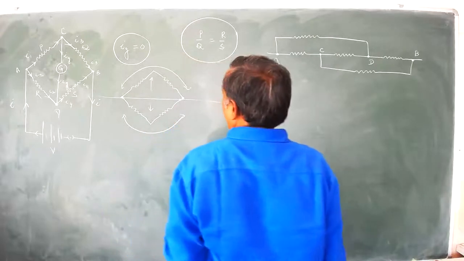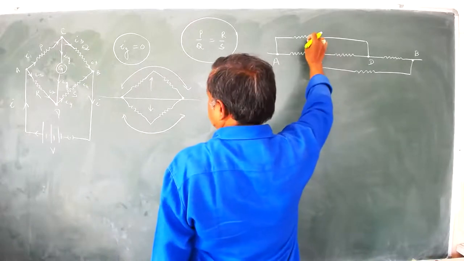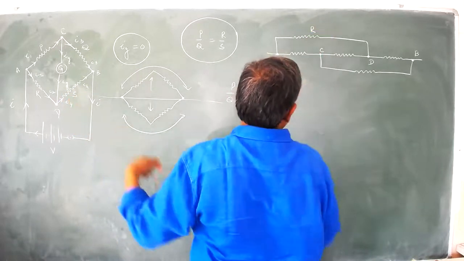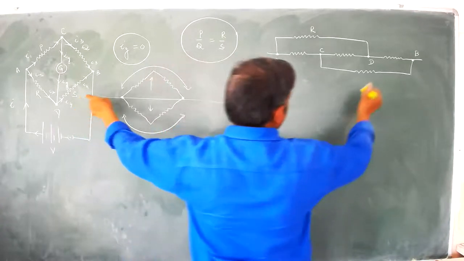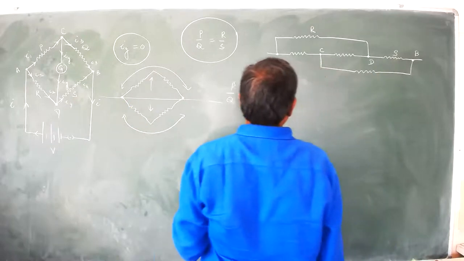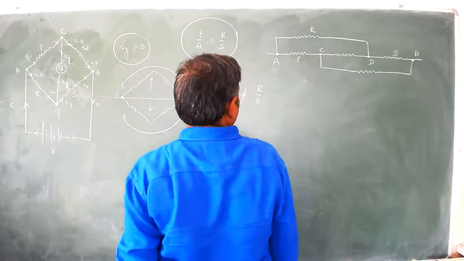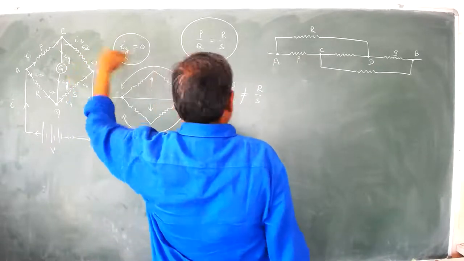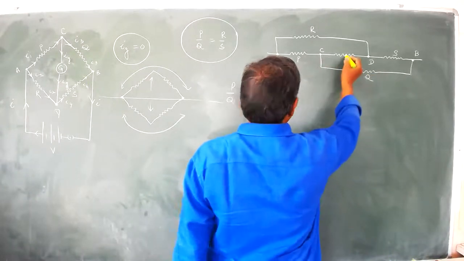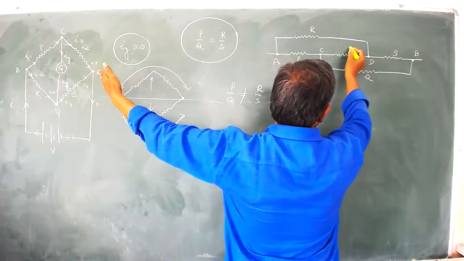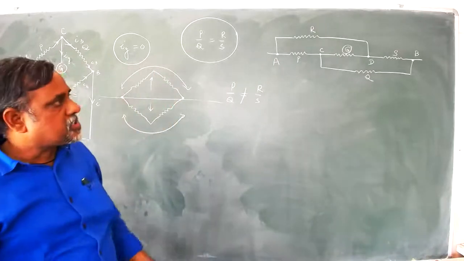Now between A and D there is a resistance. What will be the resistance? It is R. Between B and D there is one resistance over here. This will be S. Between A and C there is one resistance. This is P. Between C and B, the resistance Q is there. That will be Q over here. Between C and D is the galvanometer, so the galvanometer resistance will be present over here.